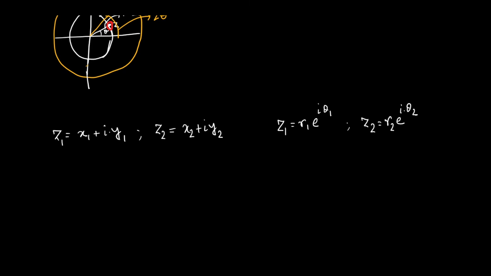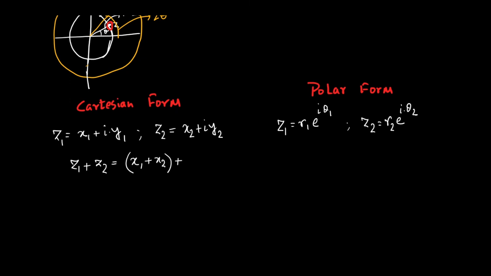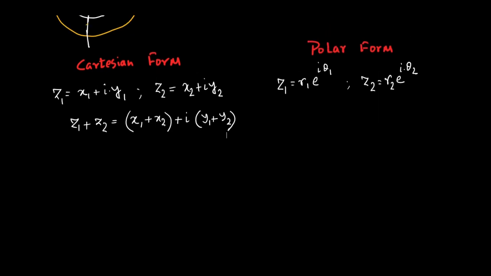This form is popularly known as Cartesian form, and this form is known as the polar form. Let us see how we can visualize addition and multiplication of complex numbers, the basic operations. Here z1 plus z2 will be equal to x1 plus x2, it's pretty simple, just separate the real and the imaginary parts, plus i into y1 plus y2. Okay, fine. Let us plot the whole scenario. So this is my z1 plus z2.